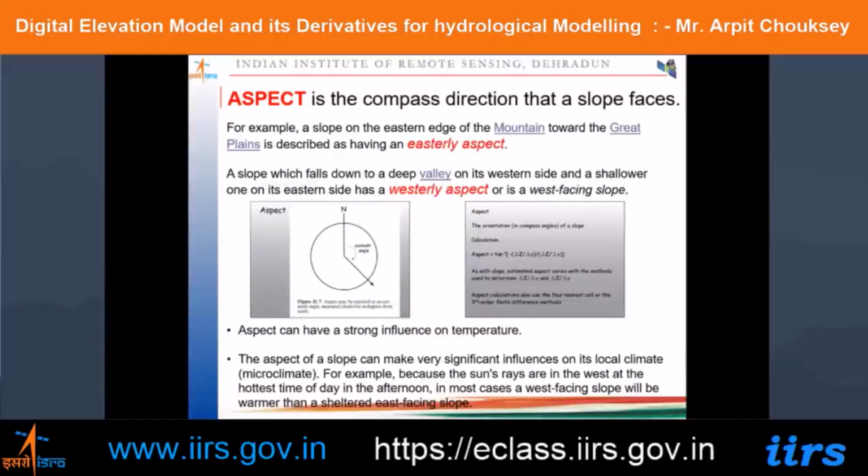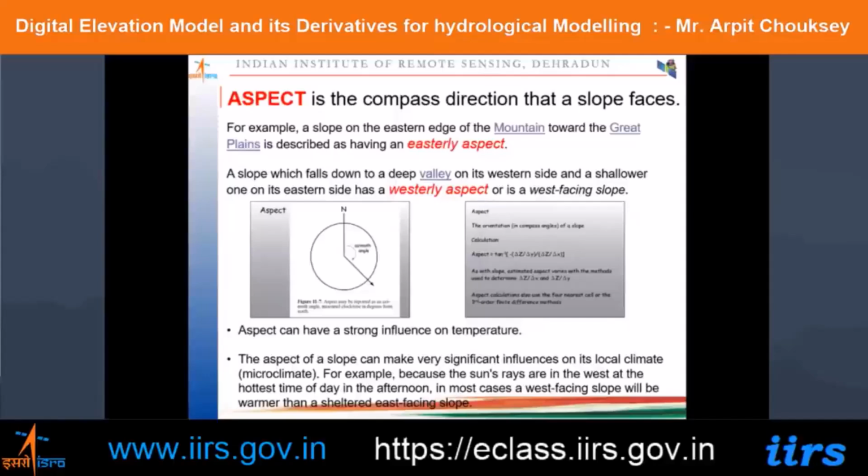And aspect can have a strong influence on temperature. The aspect of a slope can have a very significant influence on its local climate, or we can say the microclimate. For example, because the sun rays are in the west at the hottest time of the day in the afternoon, in most cases a west facing slope will be warmer than a sheltered east facing slope. And this is the aspect map of the watershed. These are all the derivatives created from the raw digital elevation model only.